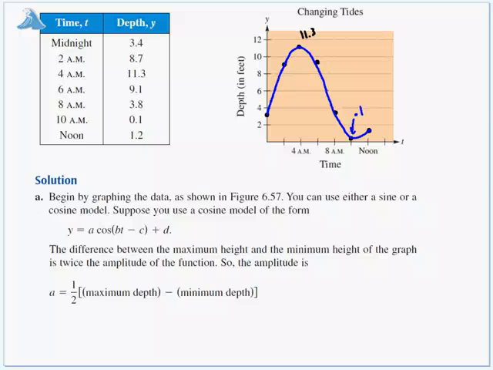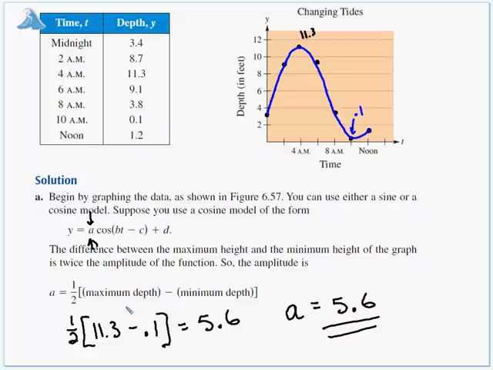So let's start figuring out these variables one at a time. A, amplitude. That's just half the distance from a peak to a trough. Half of our max depth, our peak, 11.3, and we subtract our minimum depth, the bottom of the trough or the valley. And if we punch that into the calculator, we're going to get 5.6. So that's our amplitude. A equals 5.6. So we've already figured out what the a variable stands for.